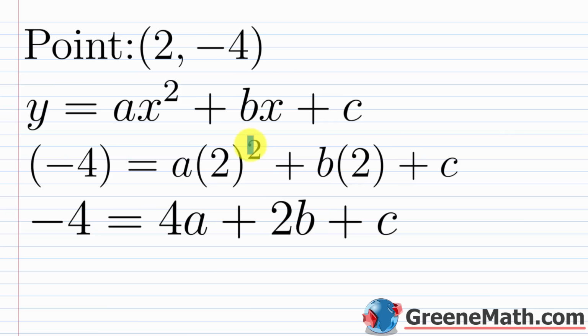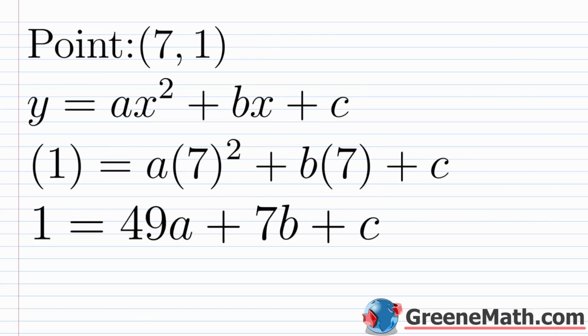Then the second point, we're going to have 2 comma negative 4. So this negative 4 right here, that's going to be for your y. That's going to go right there. And then your 2, that's your x value. That's going to go right here and then right here. So again, that's going to be right here and right here. So when we simplify this, we get negative 4 is equal to 4a plus 2b plus c.